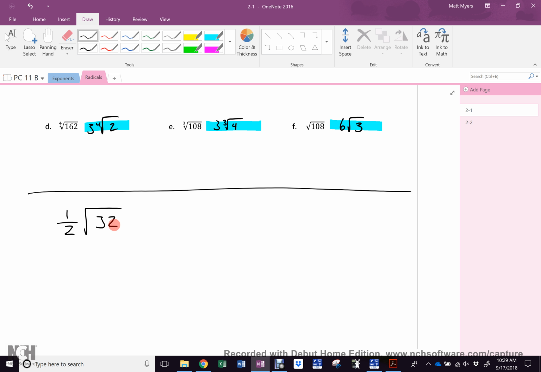Would you all know what to do if I had 3 root 32? What would you do with the root 32? You would simplify it to 16 times 2. And what would you do with the square root of 16? It would come out, it would be a 4. What's already there? What's 4 times 3? Because they're now coefficients. 12 root 2. Yes? Okay, so you all know what to do.